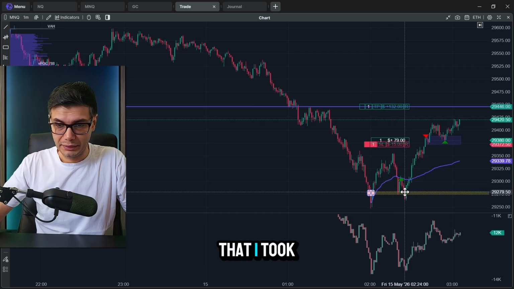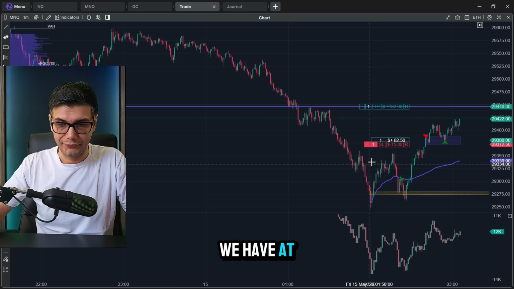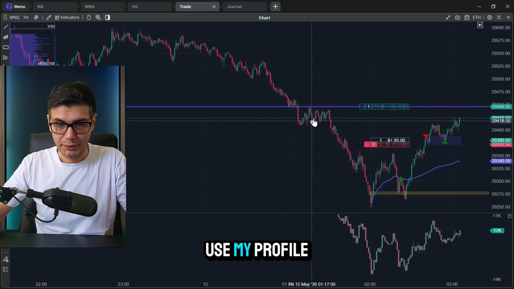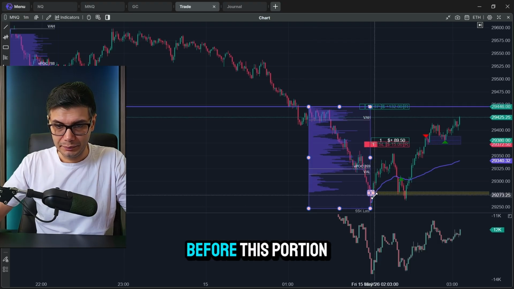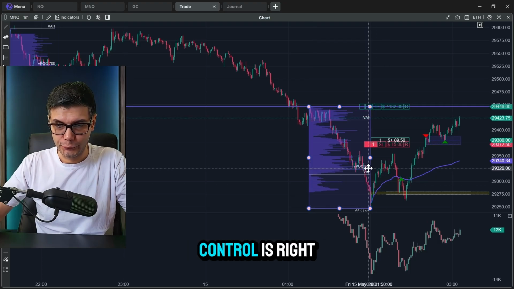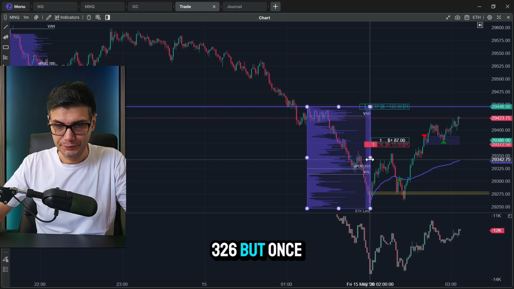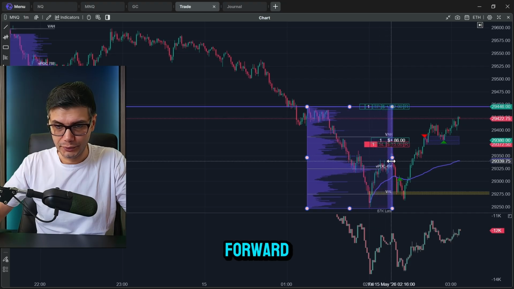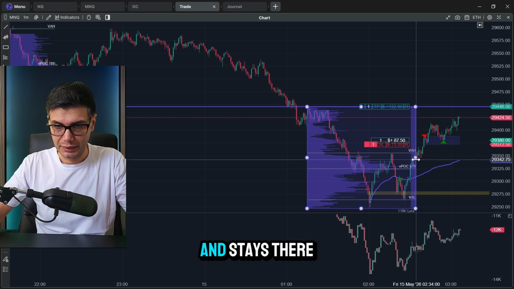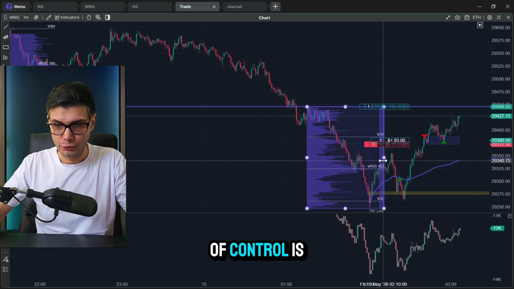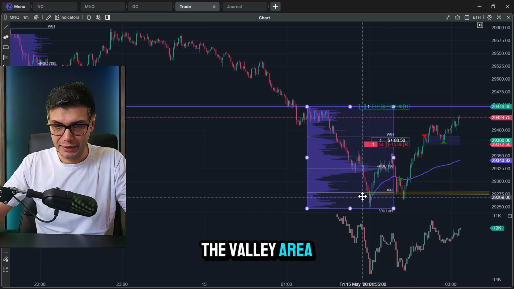Another thing that I took this buy order is by measuring how much volume we have at these lows. If I use my profile anchored from this pivot high to this pivot low, before this portion starts, the point of control is right here, 326. But once I push it forward, you guys can see that the point of control is right there and stays there.